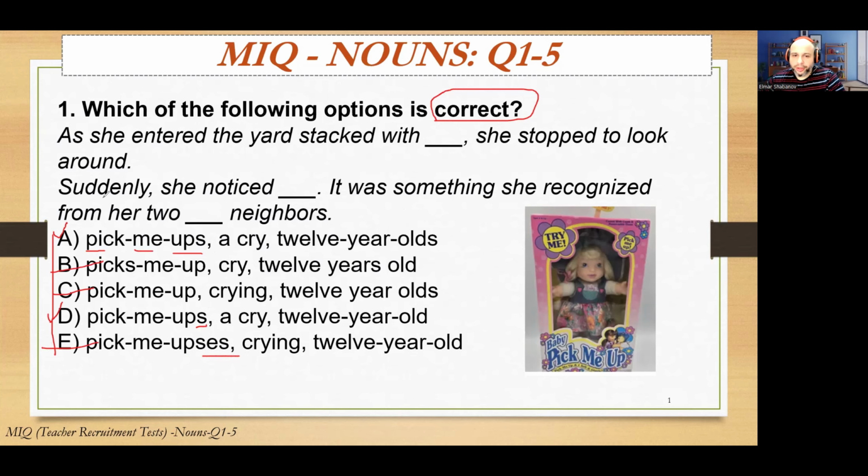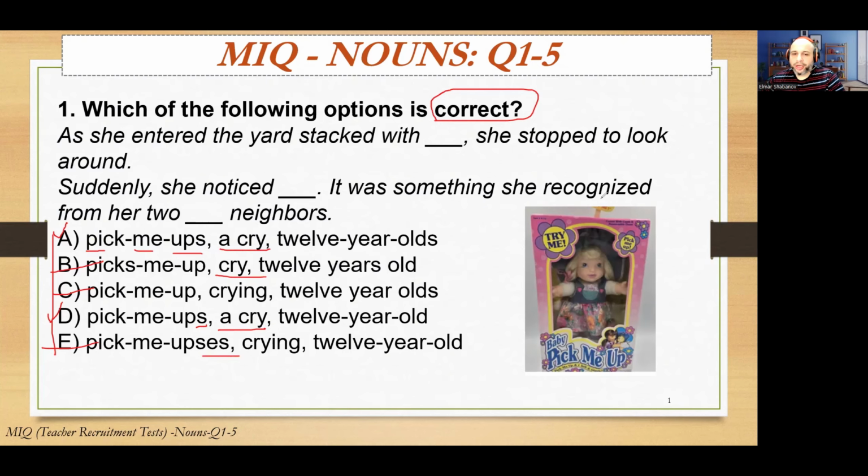Then let's look further. Suddenly she noticed a cry. So cry can be a verb and a noun. If it's a verb, we don't use the article with it. If it's a noun, we use an article with it. So she heard one cry, which we can say as she heard a cry. So a cry is fine. So we're still good with A and D.